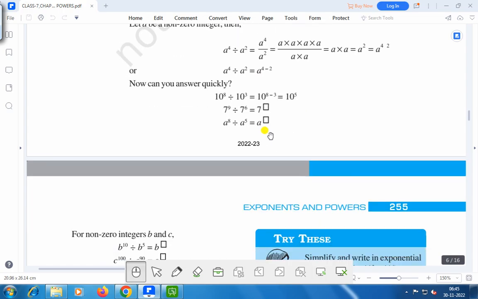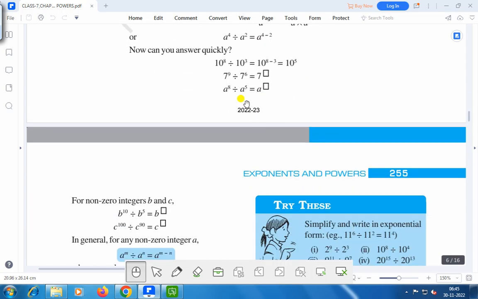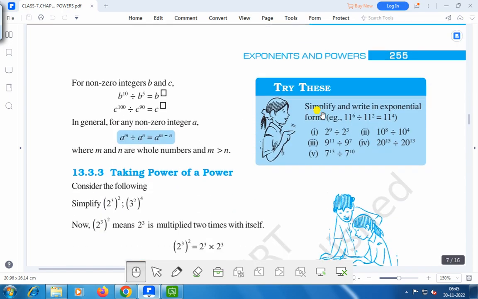In this way you can find the various sums. 8 to the power 8 divided by 8 to the power 5, therefore you will get 8 to the power 8 minus 5, that is 8 to the power 3. Here also for non-zero integers b and c, b to the power 10 divided by b to the power 5 is b to the power 10 minus 5, that is b to the power 5. c to the power 100 divided by c to the power 90 is c to the power 100 minus 90, that is c to the power 10, right?